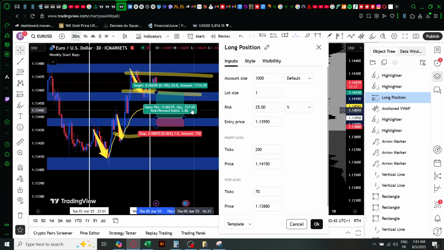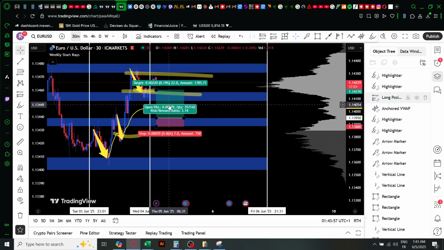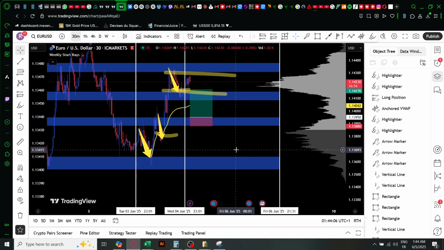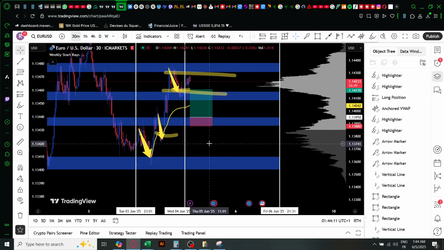This is a little bit less than my risk management plan, so let's extend it more. I will extend the take profit to this level because my risk plan says you need more than a 3 risk reward ratio to enter. So this is a trade idea in the euro dollar, and this is one of the ways I work with System 3.